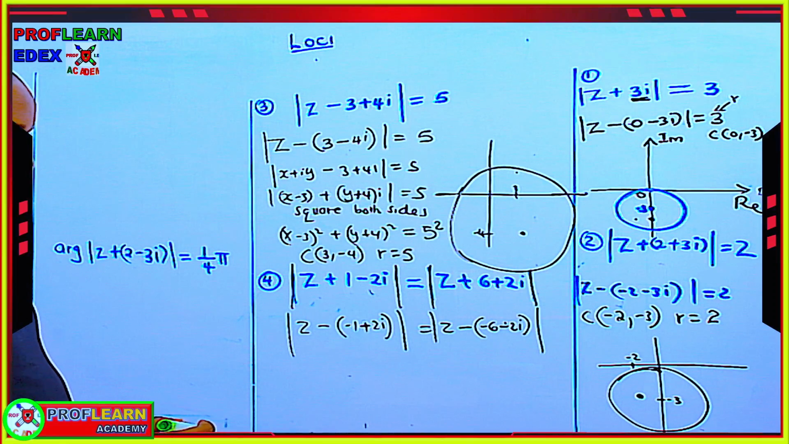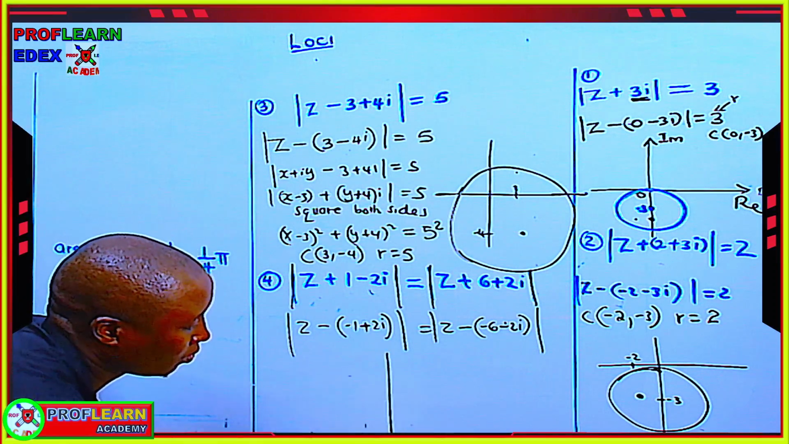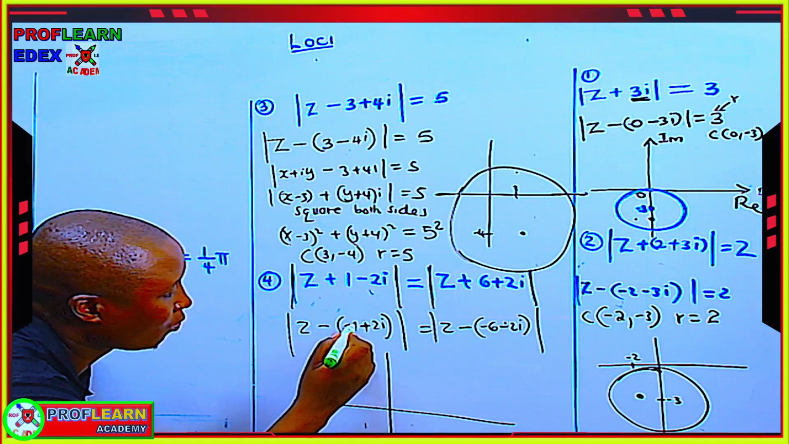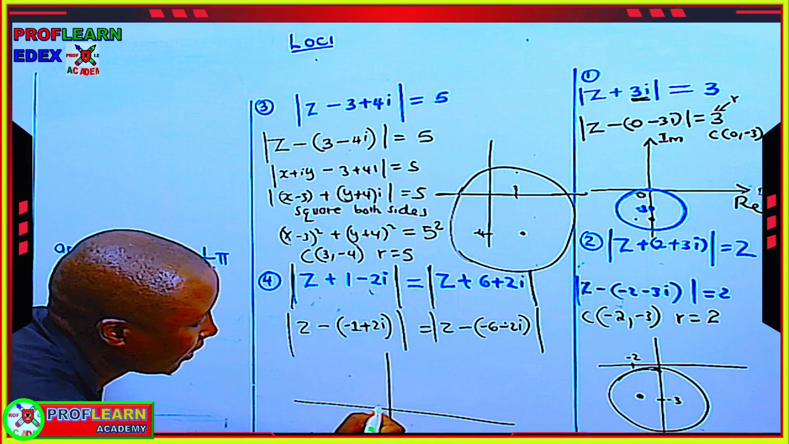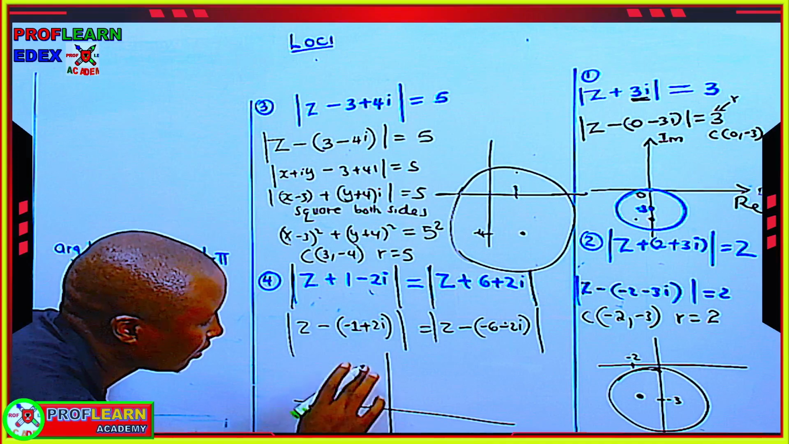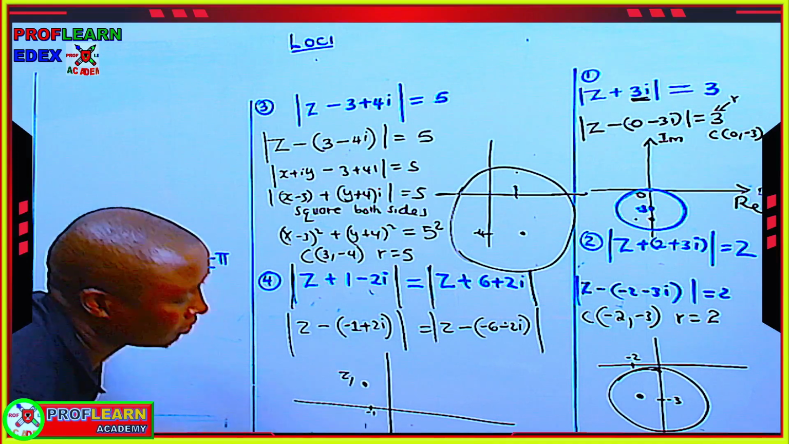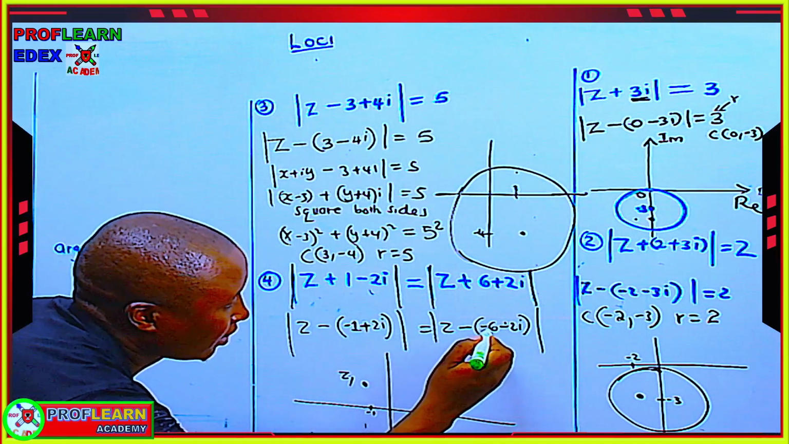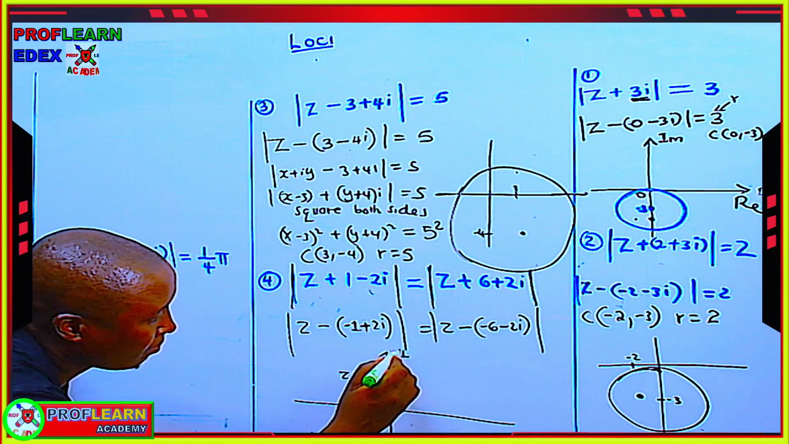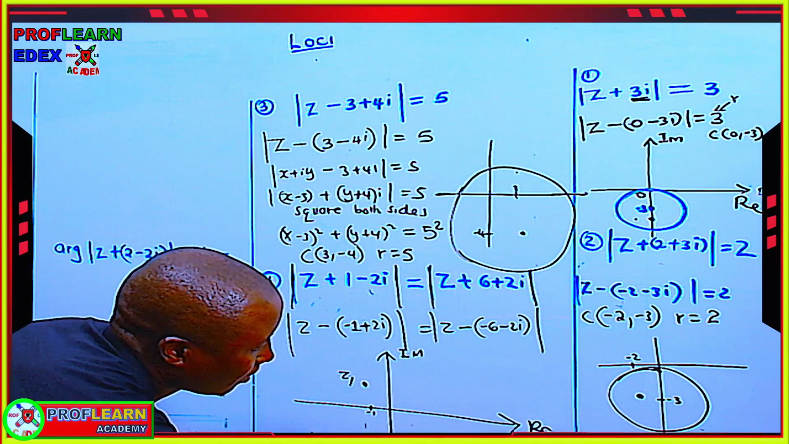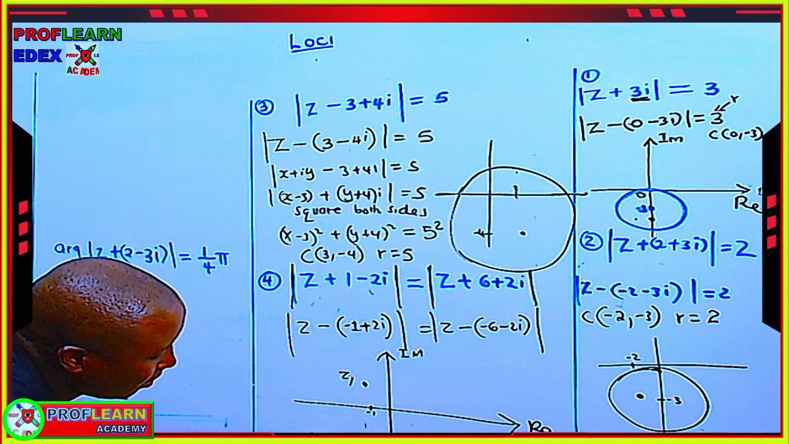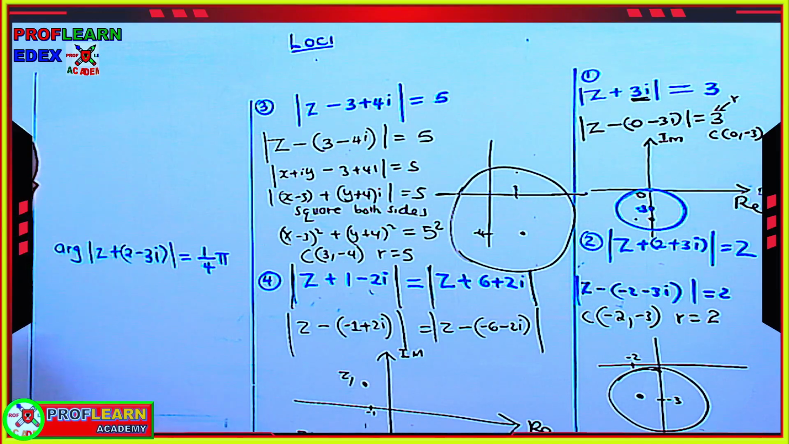So to represent this on the Argand diagram, we have to draw the real and imaginary axes. One of the points is (negative 1, 2). Suppose negative 1 is here, 2 is somewhere here, that is z1. This one will be (negative 6, negative 2). So this is the imaginary and this is the real axis. Negative 6 will be somewhere here, and negative 2 will be somewhere here. So this is z2.